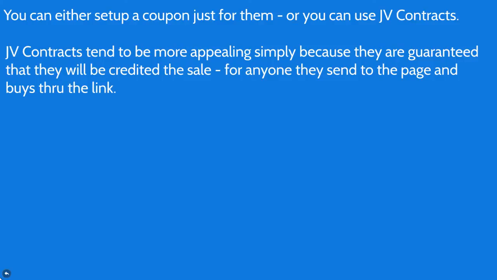Now, if you set up a JV contract and you put them on the contract, then any sale that they refer to that page, even if somebody else comes to that page, they are credited. So as an affiliate, as a joint venture partner, they are going to take you a lot more seriously. They are more likely to push harder because they know that they are not going to lose money.